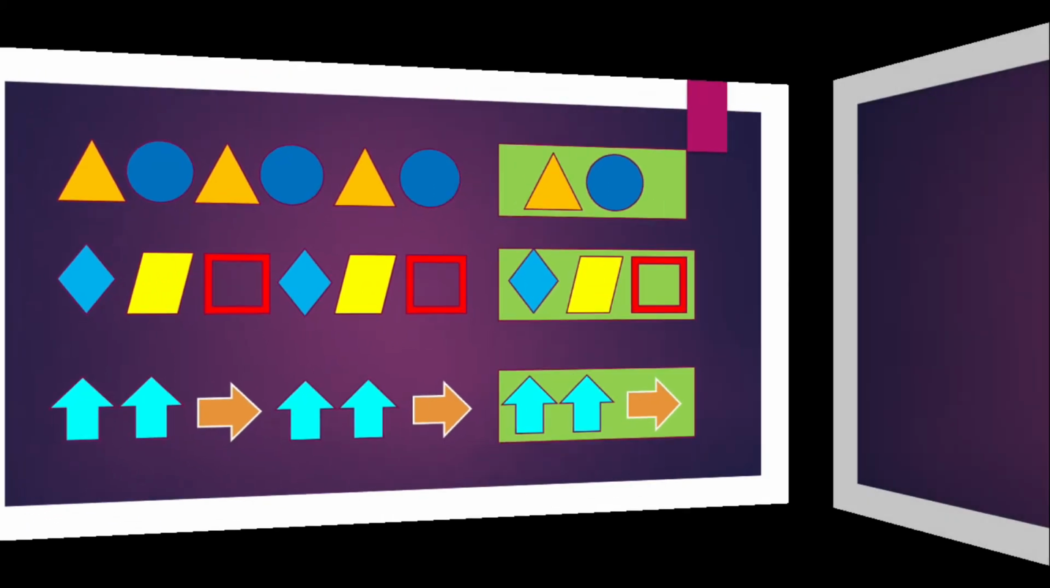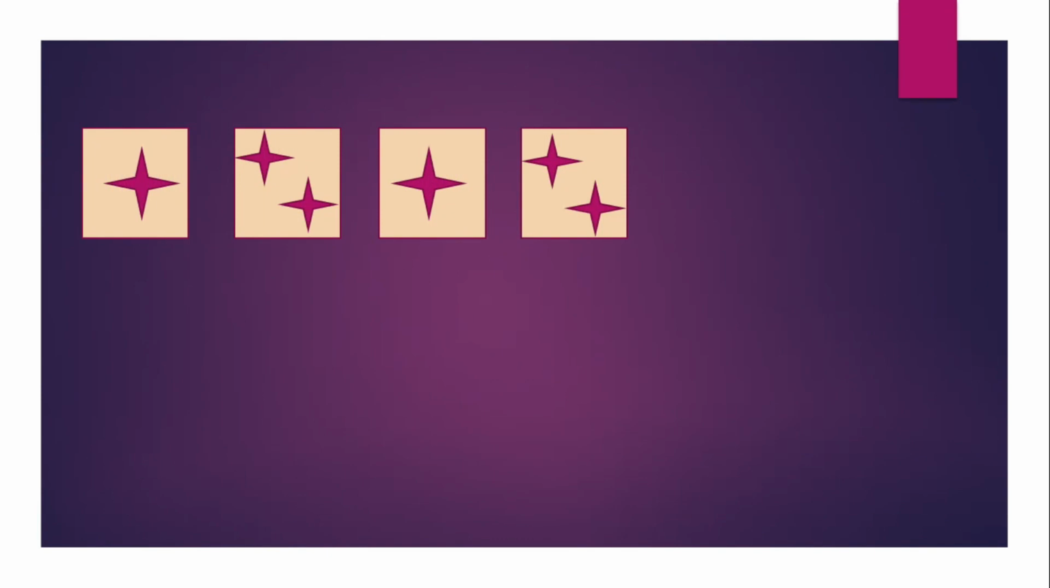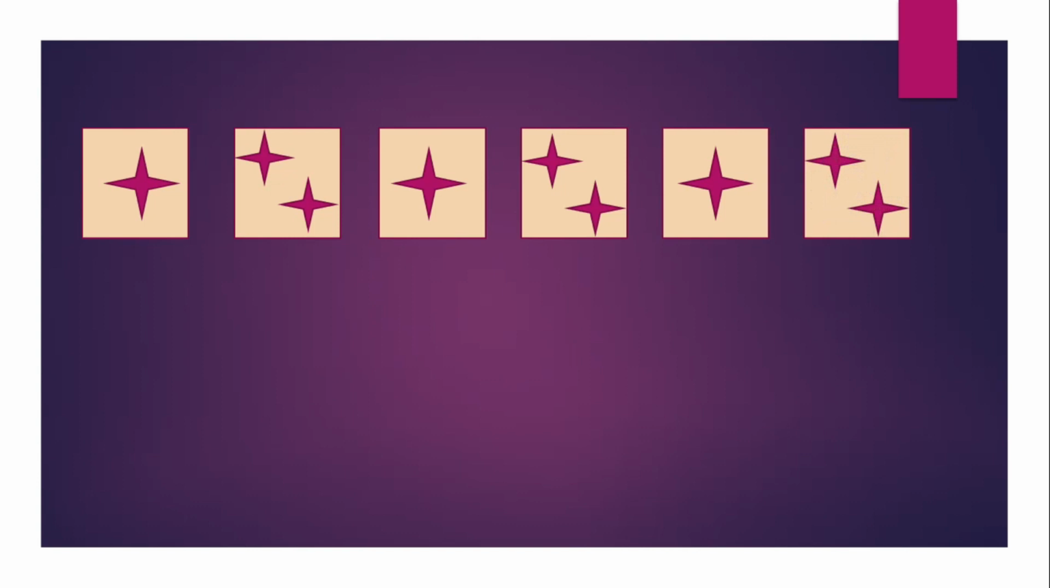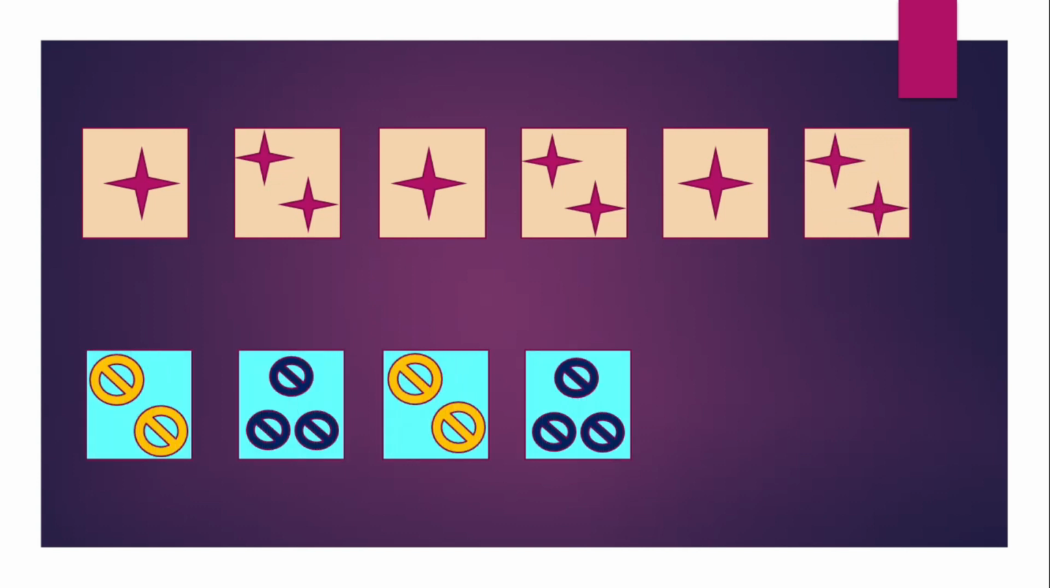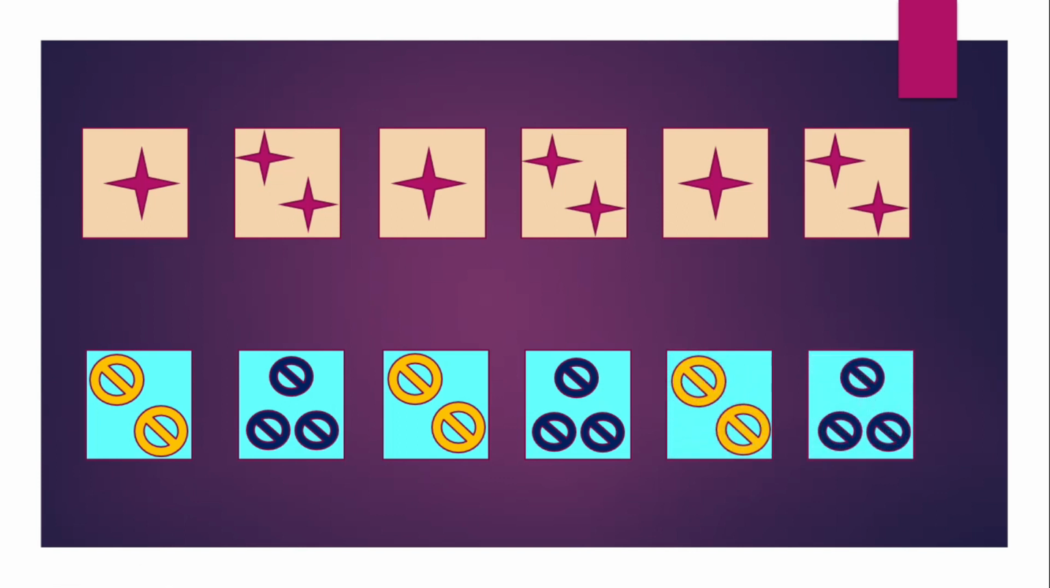So now let us move to the next slide. Here you can see the pattern one star, then two stars, then one star and two stars. So students, here you can easily observe the next will be one star and then two stars. Now moving on to the next pattern, you can see here two yellow and then three blue, then two yellow and then three blue. So what will be the next? Two yellows and three blues, right?